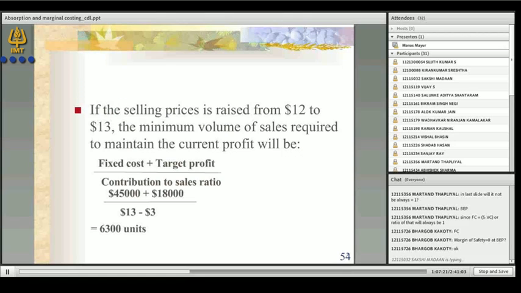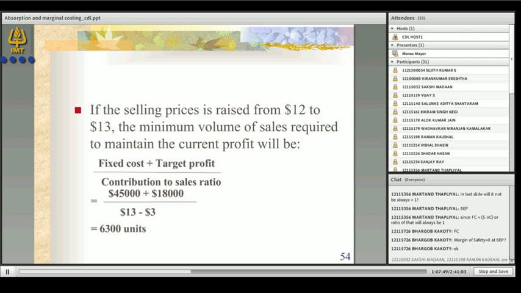Now suppose the selling price has been raised, because our assumption was that selling price is not changing, but in the practical world it may change, it may increase, it may decrease. Now let us see, if that happens, then what will happen to our break-even estimation. So if the selling price is raised from $12 to $13, the minimum volume of sales required to maintain the current profit will be fixed cost plus target profit divided by contribution, which will be equal to 6,300 units.